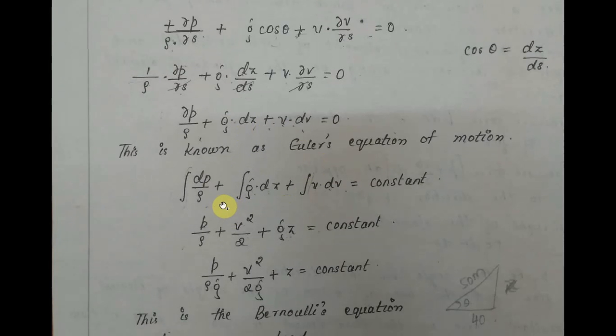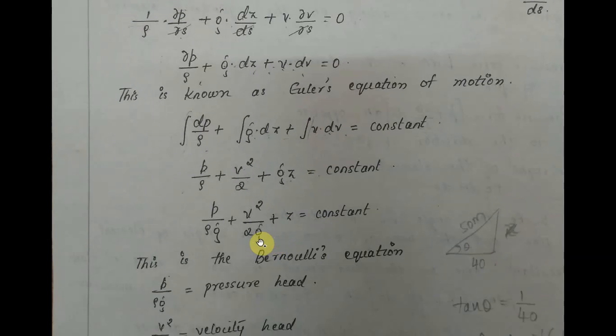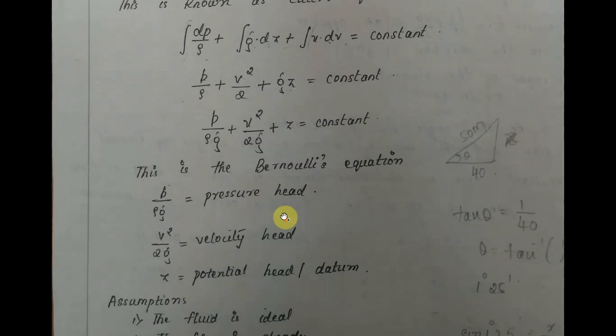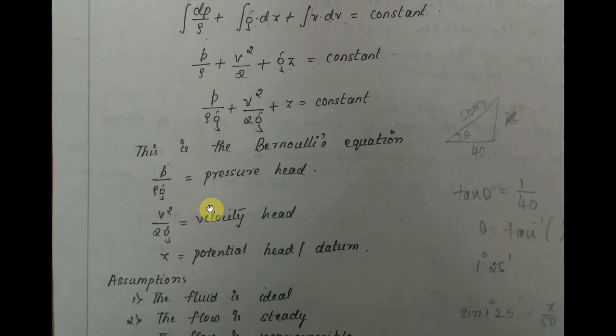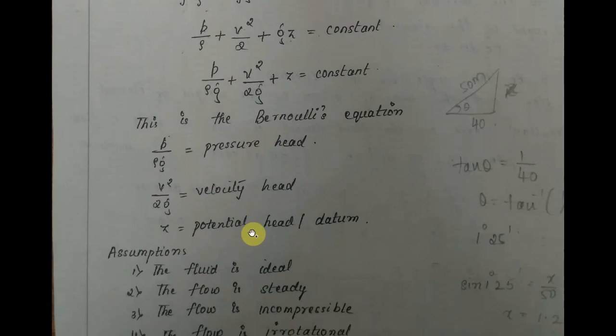Therefore, integrating: integration of dP upon rho plus integration of g into dz plus integration of V into dV equal to constant. Therefore, P upon rho plus V square upon 2 plus gz is equal to constant. That is, P upon rho into g plus V square upon 2g plus Z is equal to constant. This is Bernoulli's equation. Therefore, P upon rho into g is equal to pressure head, V square upon 2g is equal to velocity head, and Z is equal to potential head or datum head.